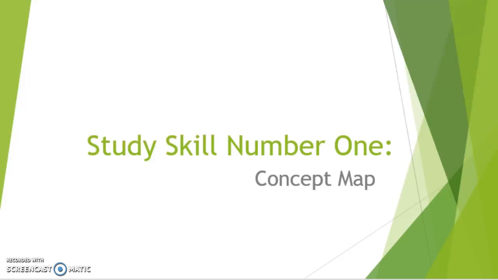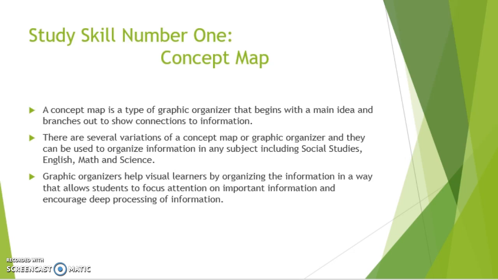Study skill number 1, concept map. A concept map is a type of graphic organizer that begins with the main idea and branches out to show connections to information. There are several variations of a concept map or graphic organizer, and they can be used to organize information in any subject including social studies, English, math, and science.